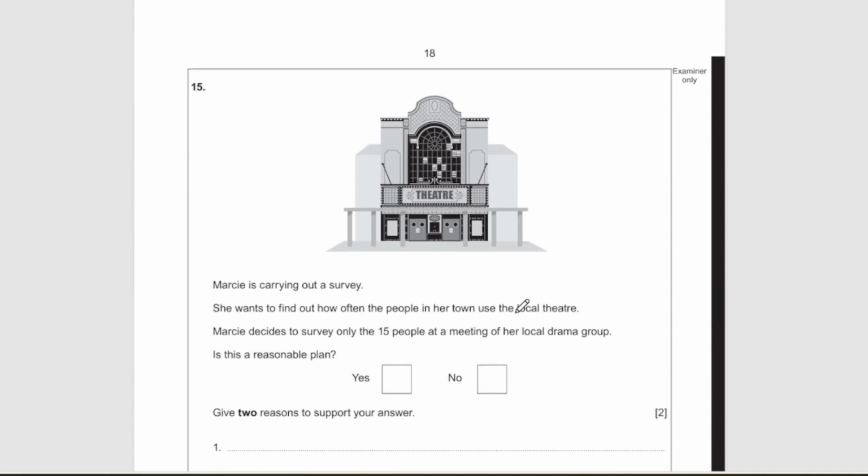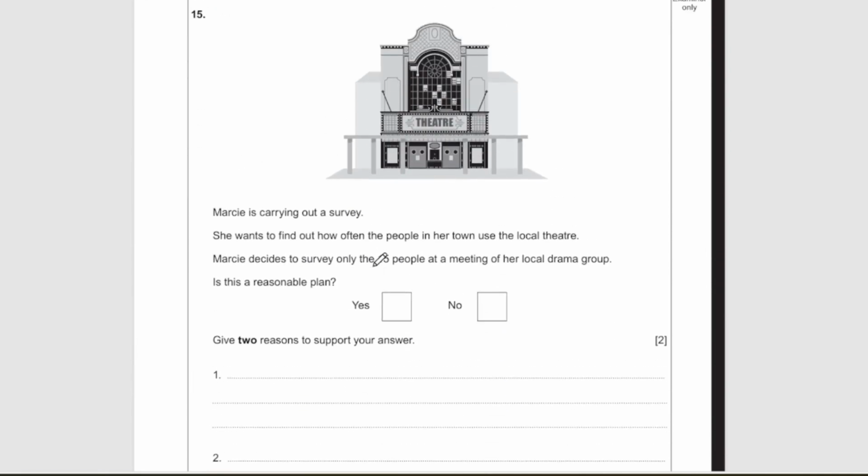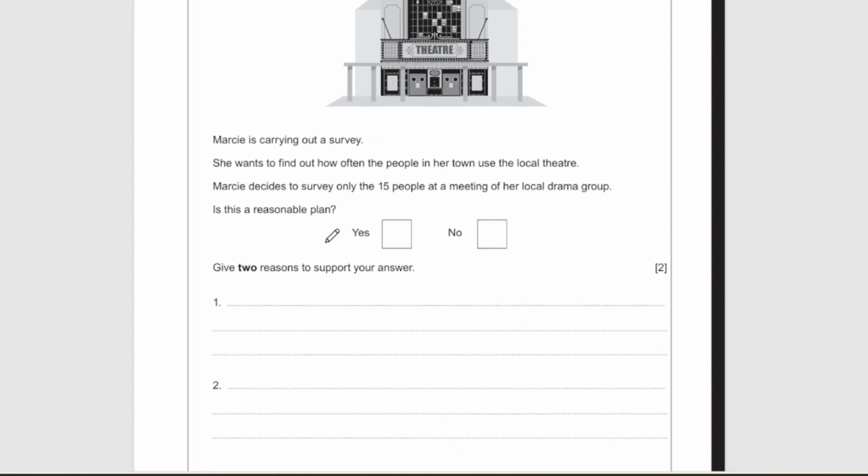Let's have a look at the next one then. Question 15. Marcy is carrying out a survey. She wants to find out how often the other people in her town use the local theatre. Marcy decides to survey only the 15 people at a meeting of her local drama group. Is this a reasonable plan? Yes or no? Give 2 reasons why.